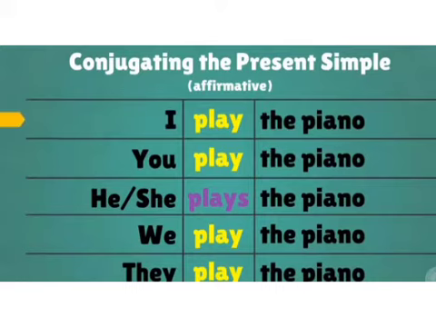I play the piano, you play the piano, he plays the piano, she plays the piano, we play the piano, they play the piano. Here, he and she are singular, so a singular noun always has s with the verb.